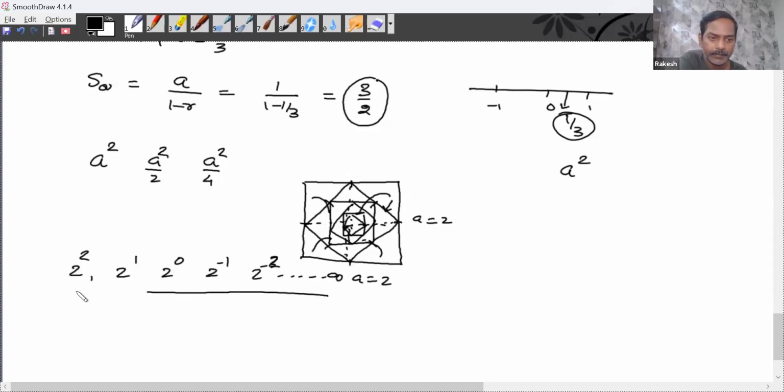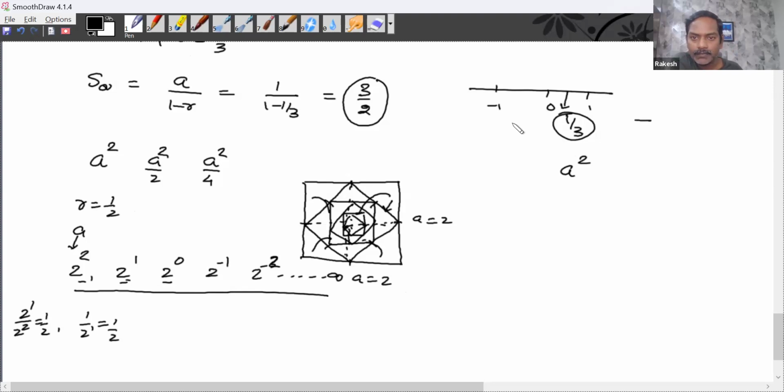So we have to add it. If you closely observe, this is a geometric progression. Why? Because 2 to the power 1 divided by 2 square is half. And 2 to the power 0, which is 1, divided by 2 to the power 1 is again half. So we have identified the first term, and the common ratio r is 1 by 2, which lies between -1 and 1, and we have to add till infinity.